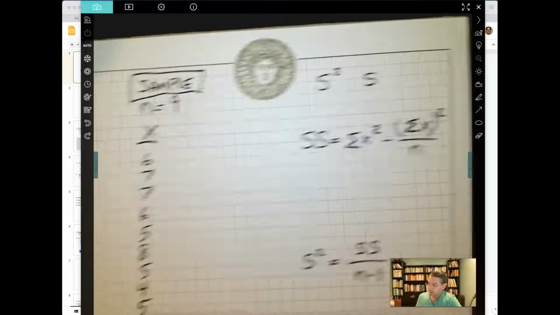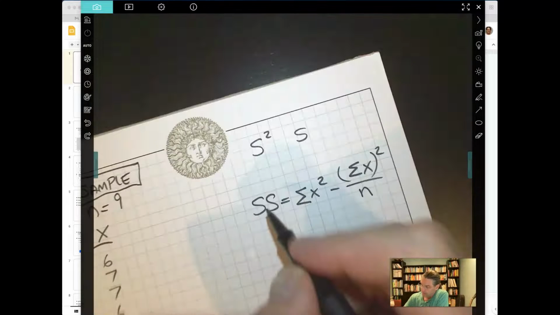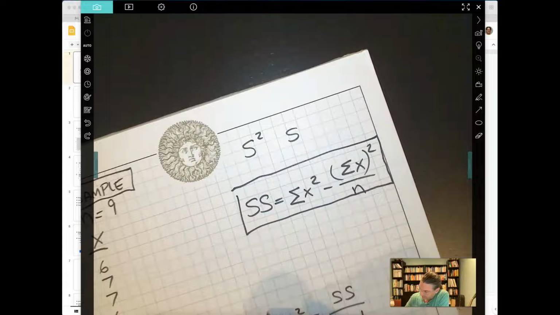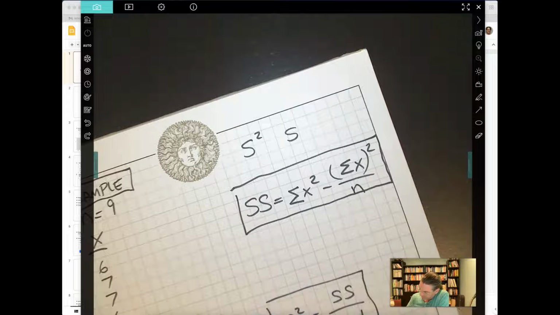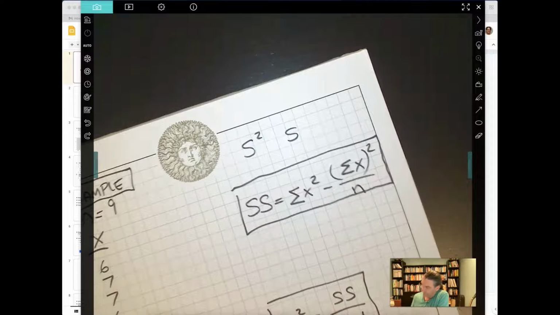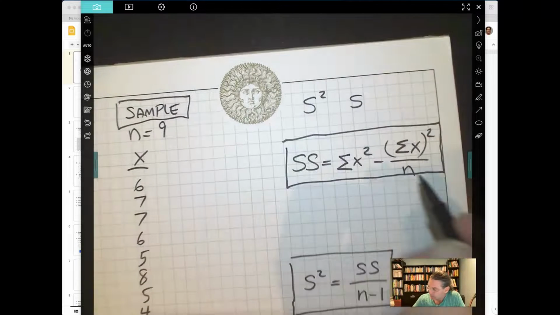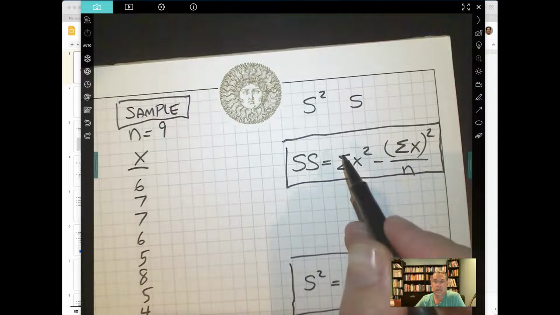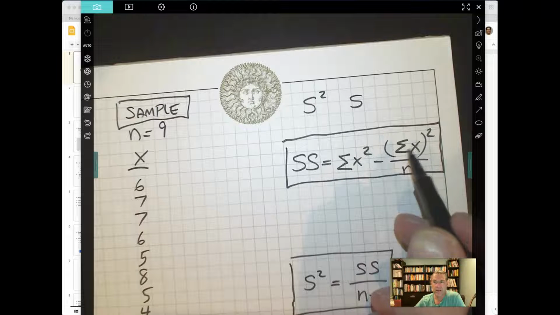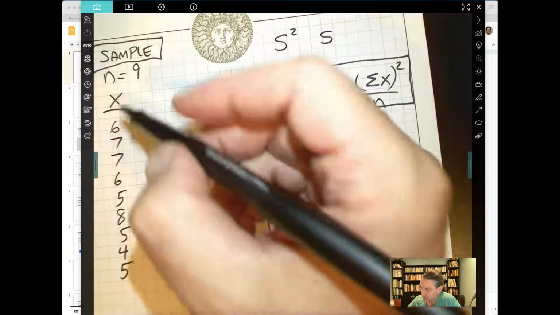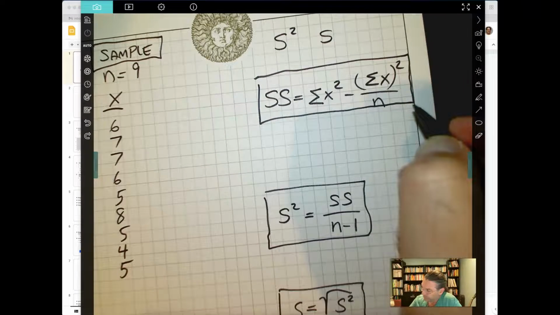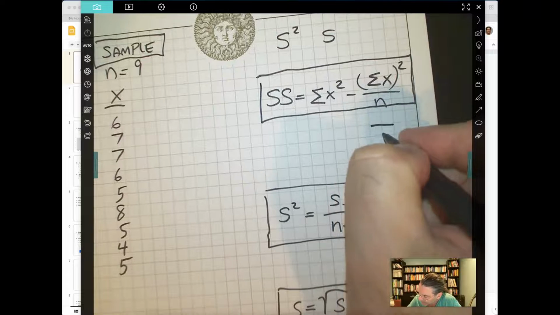So, to do this, when we're calculating this sum of squares formula, I'm going to put these in boxes so we can identify and separate out the formulas here. We need 3 things to calculate the sum of squares. We need a sum of x squared, we need a sum of x, and we need an n. Okay, so n is the easiest. We can count 1, 2, 3, 4, 5, 6, 7, 8, 9. So we know that n is going to be 9.